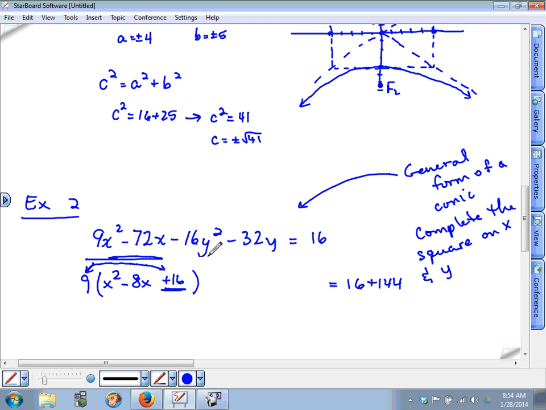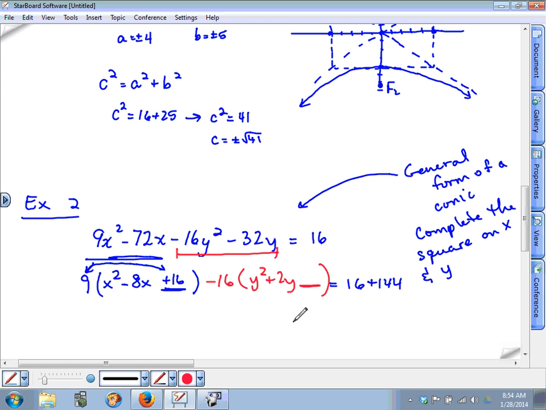Now we have to complete the square on the y variable. The y variable also has a leading coefficient of negative 16. Actually, we'll do this in a different color. So if we consider the variables with y, you factor out the negative 16. That leaves you with y squared plus 2y. Close the parentheses in such a way that you can complete the square.